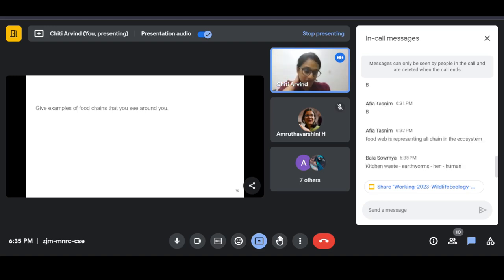Kitchen waste, earthworms, and human. Okay, thanks, Soumya. That's a good one. Afia says grass, grasshopper, frog, snake, eagle. Yeah, that's like the classic example of food chain that you see in your textbooks. What else? That's actually quite a nice example, Soumya. And the grass, grasshopper, frog, snake, eagle is the classic example of primary producer, primary consumer, secondary consumer, and tertiary consumer.